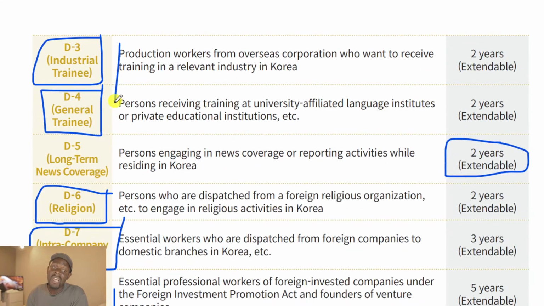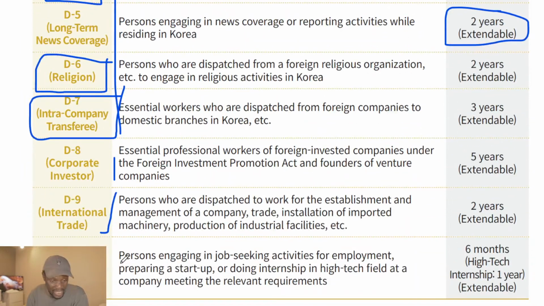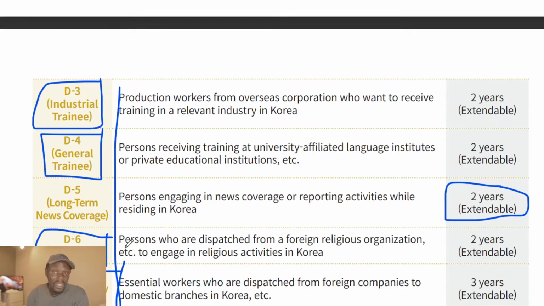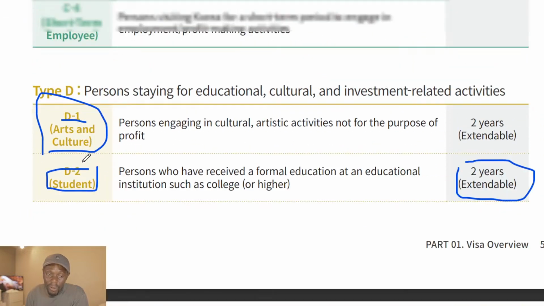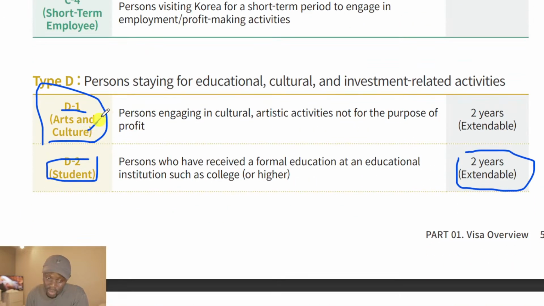All of these visas, all the D series of visas, as you see them here, they do not allow you to work in South Korea. So do not be fooled. All of the D visas, D2, D4, this one, you are not allowed to work in South Korea.